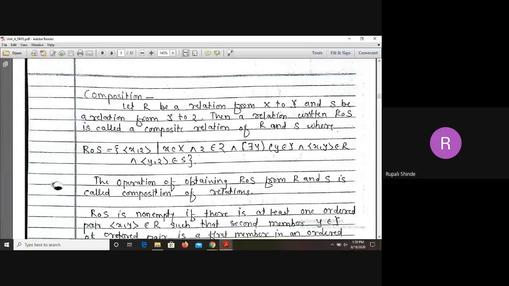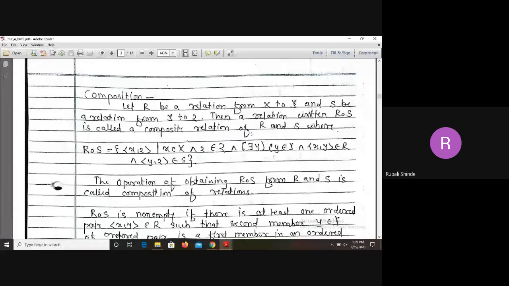Now next important point is composition. How to find composition of relations. Okay. So let R be a relation from X to Y and S be a relation from Y to Z, then relation written as R composition S. So this is the symbol for composition. This composition is between two relations R and S. That's why R composition S is called a composite relation of R and S.